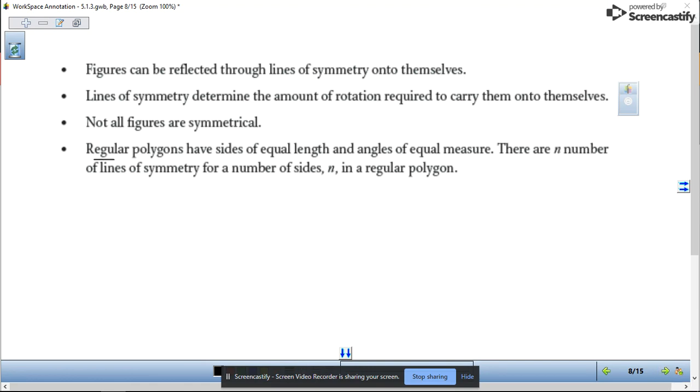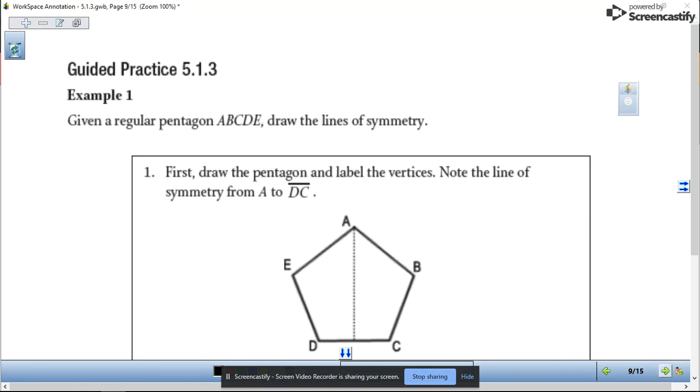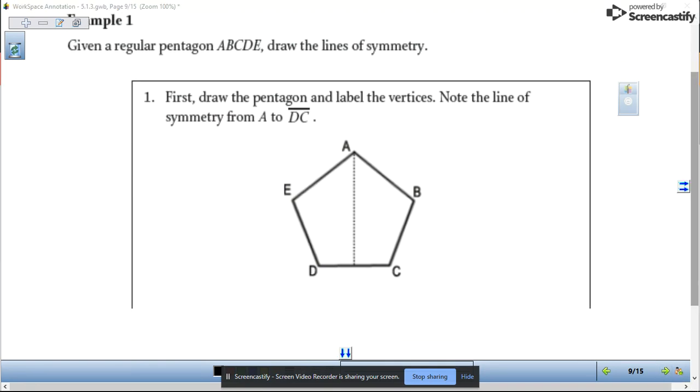We're going to talk a little bit more about regular polygons, and how to do that. So here's a regular polygon. This is a regular pentagon. First, draw the pentagon and label the vertices. Note the line of symmetry from A to DC, right? So the vertical line that cuts DC in half makes two 90-degree angles, okay?